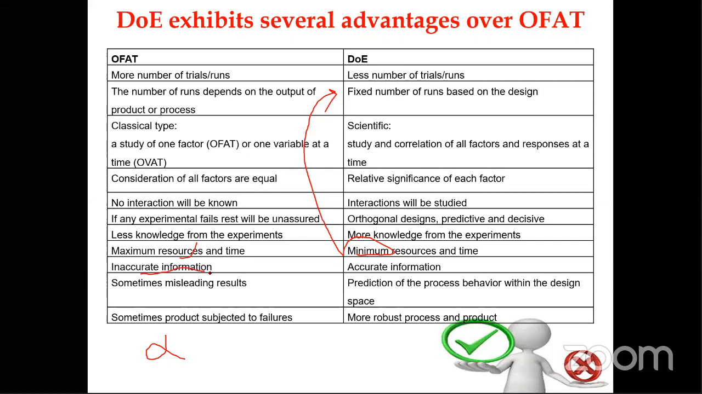So inaccurate information, because you are only relying on any one experiment which is giving good results. Accurate information, because you know each and every factor in the experiment, you know how it is influencing the response. Sometimes misleading results, prediction on the process behavior within the space.